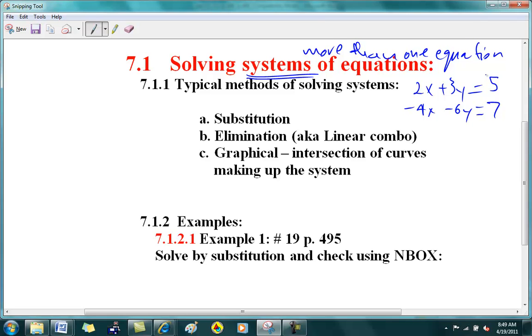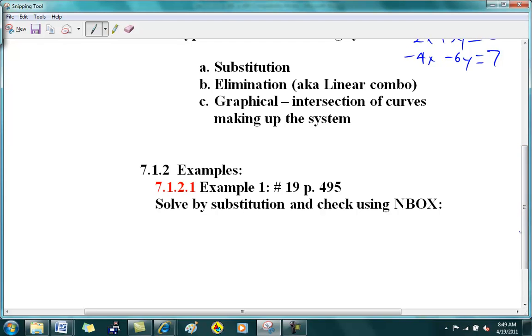So for my first example, I'm going to do number 19 on page 495. So let's take a look at what that is. Guess what? This is from the old book, so let me just kind of wing it and look for another problem on page 481. Okay, and I want to solve by substitution, and then I have to check using the graphing calculator. Let's say I do number 13 on page 481, and number 13 reads x minus y equals 0, 5x minus 3y equals 10.